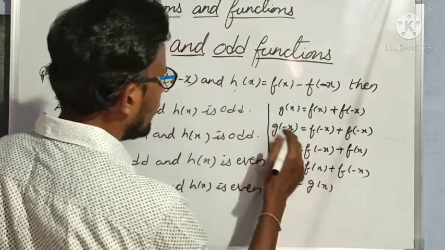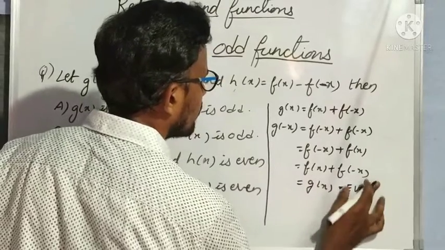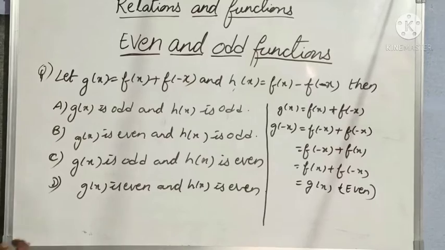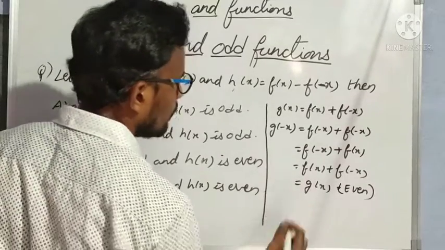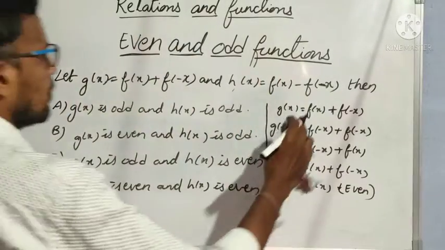So if I am getting g of minus x is equal to g of x, then what type of function is this? Even function, right? Next, in the same way, let us see h of x. Anyhow, we got g of x is even. So now let us see h of x.